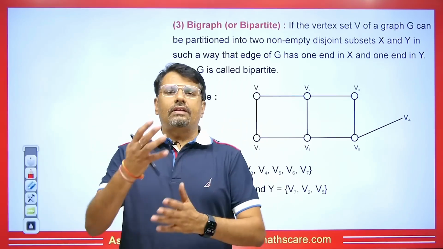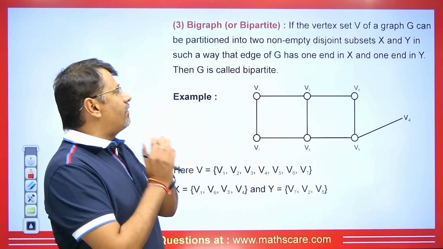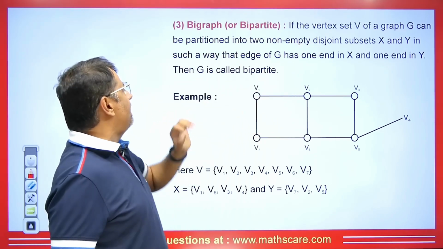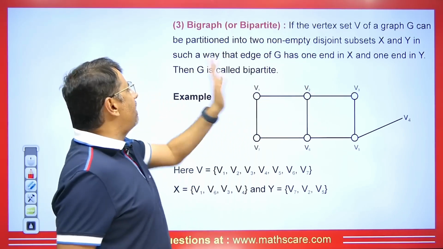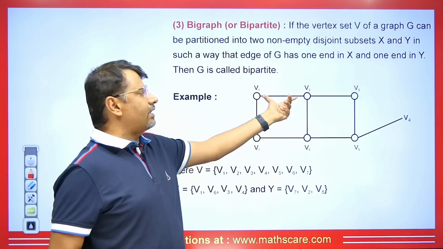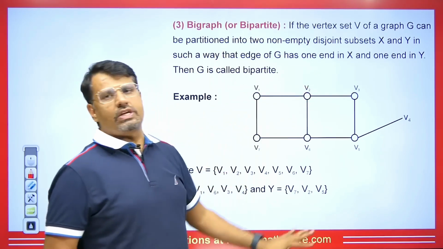Let's move ahead. Now let's talk about what a bigraph or bipartite graph is. If the vertex set V of a graph G can be partitioned into 2 non-empty disjoint subsets X and Y in such a way that every edge of G has one end in X and one end in Y. Okay, so listen students, let's say we have an edge connecting vertices. One end of it goes into one set and the other end goes into the other set.